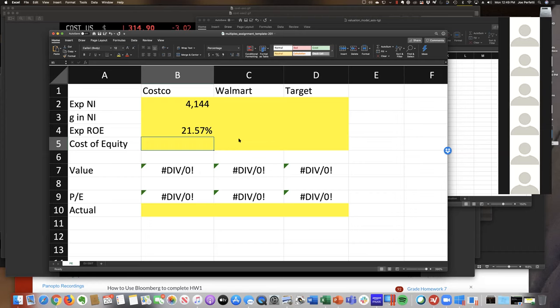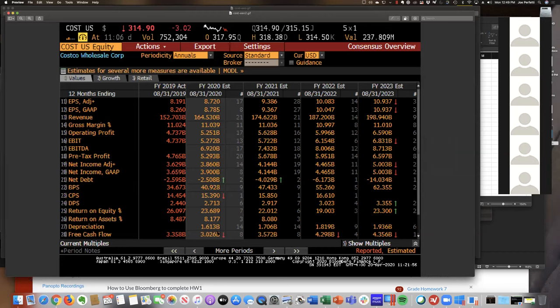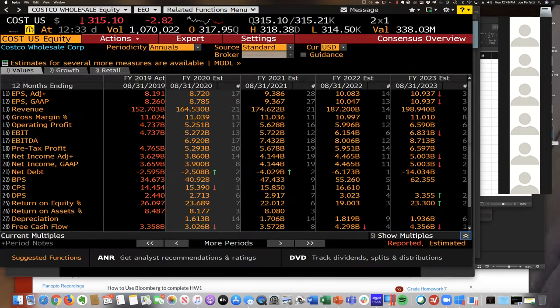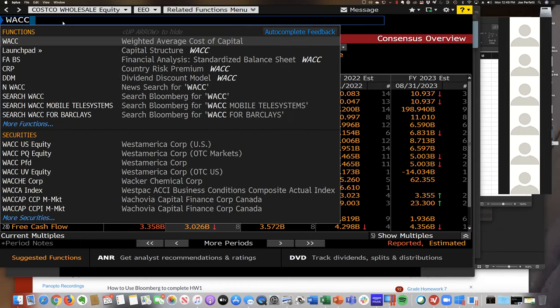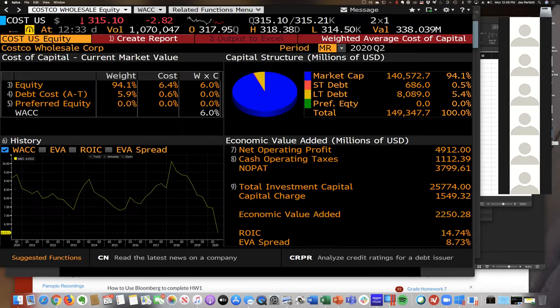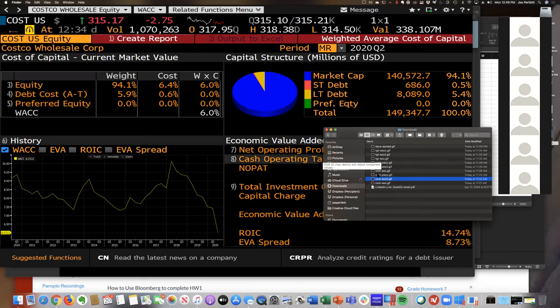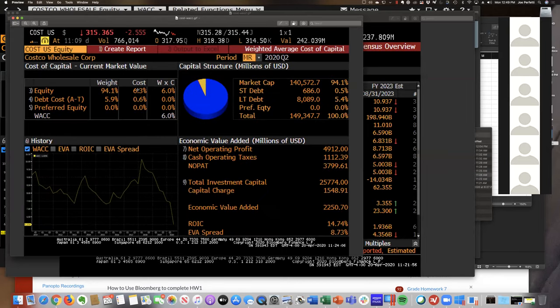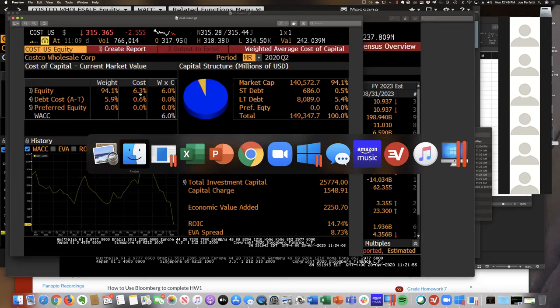Next, I'll need the cost of equity. So again, if I were in Bloomberg, I would type WACC. I get a WACC, but I'd also get a cost of equity right here. Okay, so again, take a screenshot of the WACC for Costco. 6.3% was the WACC for equity. So that's what we're going to use. The cost of equity is 6.3%.